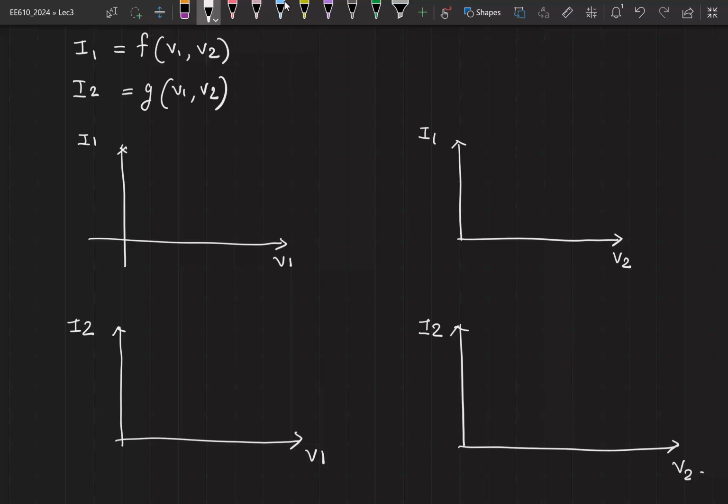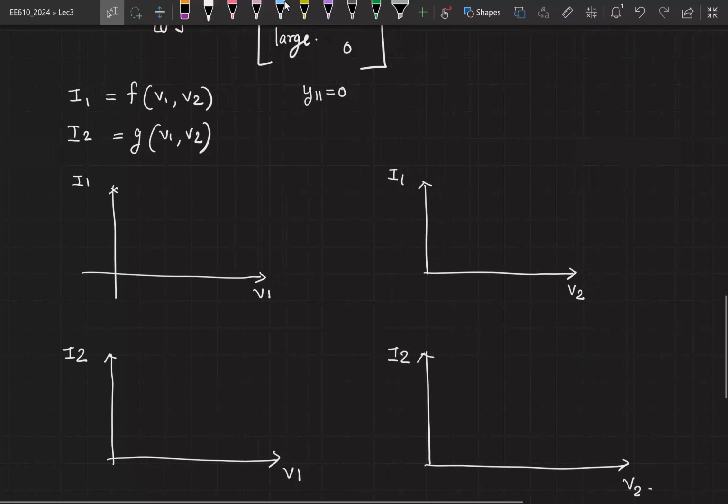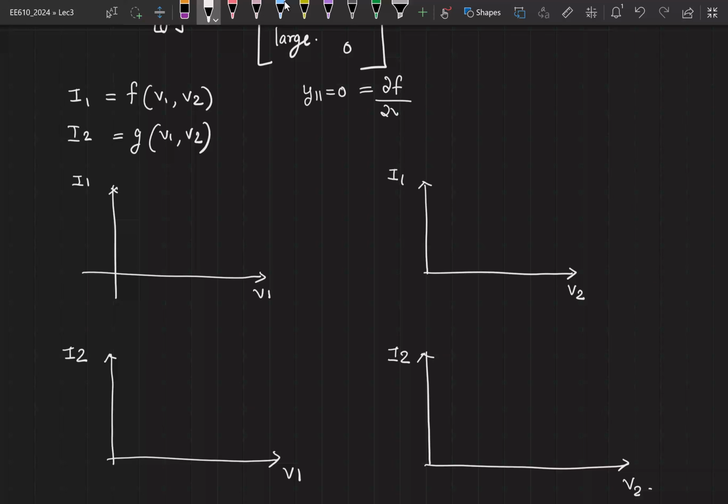So let's make use of the information that Y11 equal to 0. What does it mean? I1 versus V1 has to be constant, right? I1 equal to 0 means that dou F by dou V1 is equal to 0. Right? So you expect to see some constant current here. This is of course for some constant value of V2. Let me call it as V2A. Right? At a particular bias point.